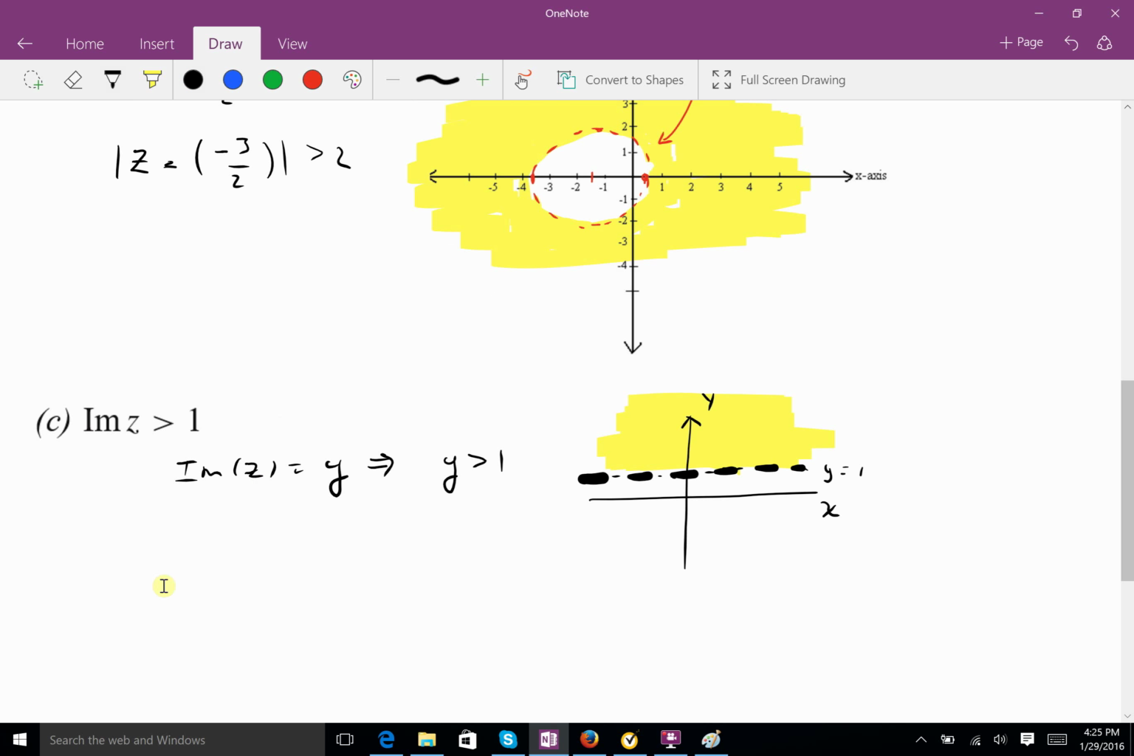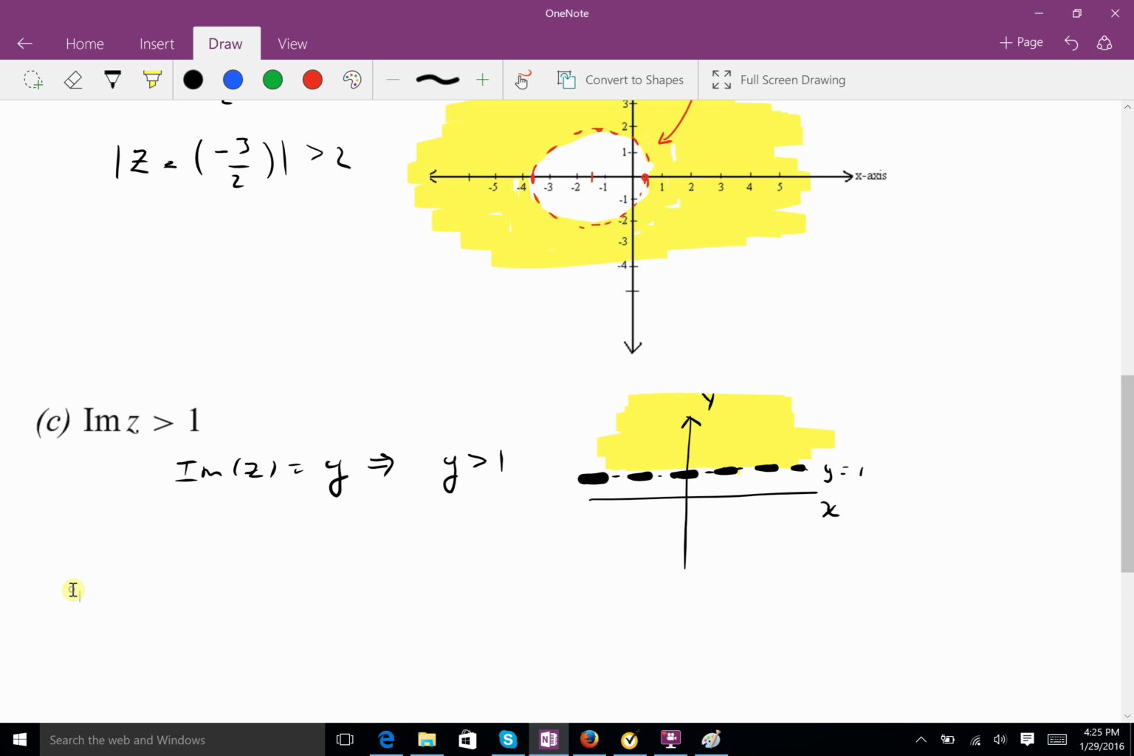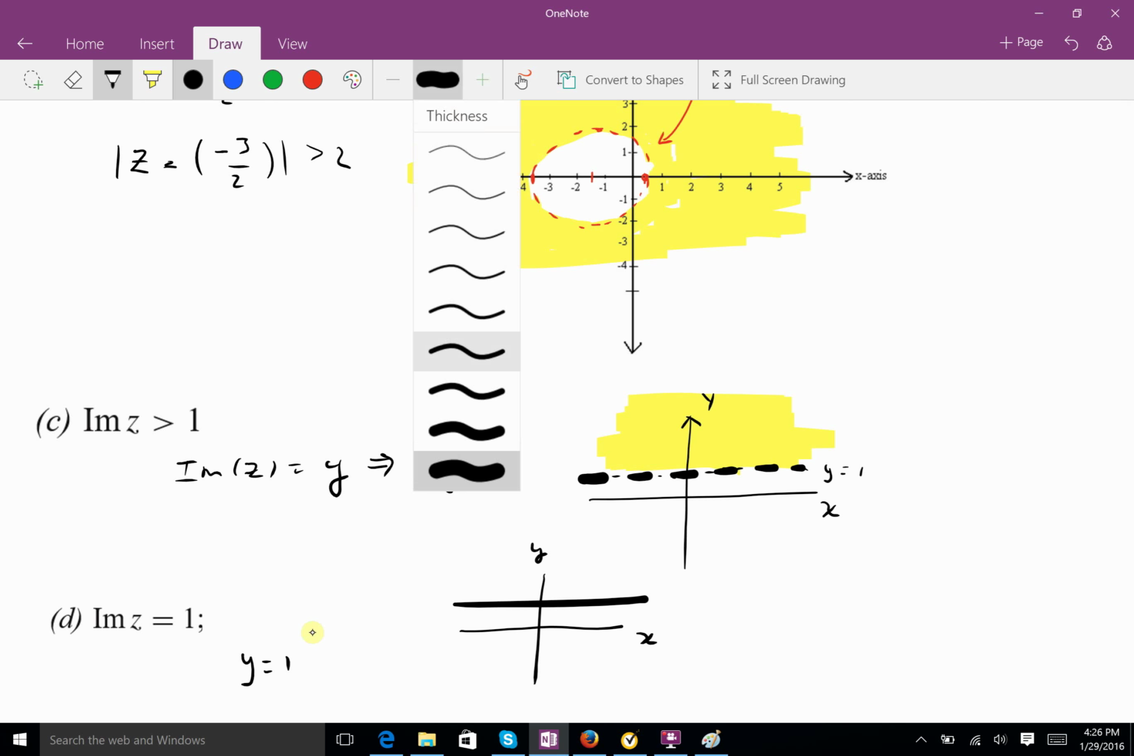Okay, let's look at D. So D, we have the imaginary portion of z is equal to 1, and you can see it's really the same as the last problem pretty much, right? Because we know that the imaginary part is always y. So we know automatically what the answer is. It's just y equal to 1, and I can easily plot that, right? Here's my x, here's my y. Y equal to 1 is just this straight line right here. And that's it.